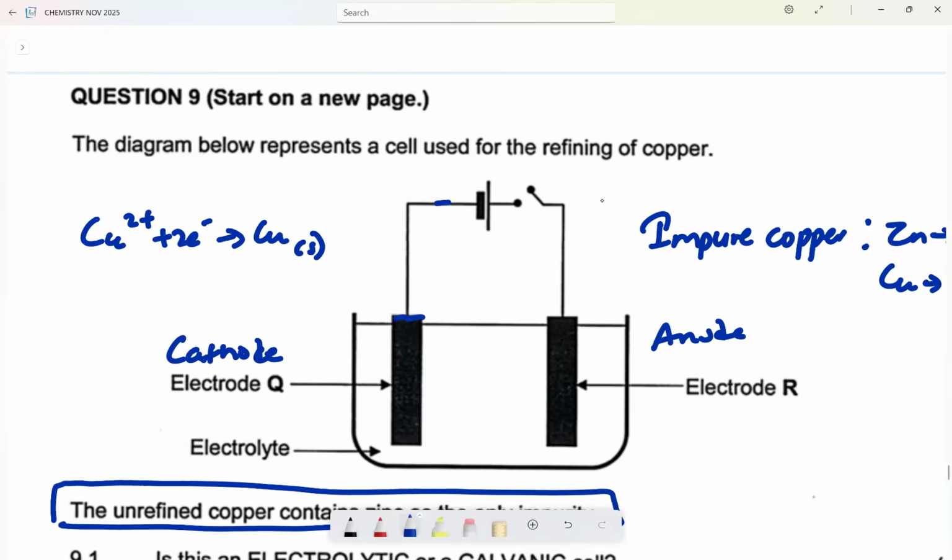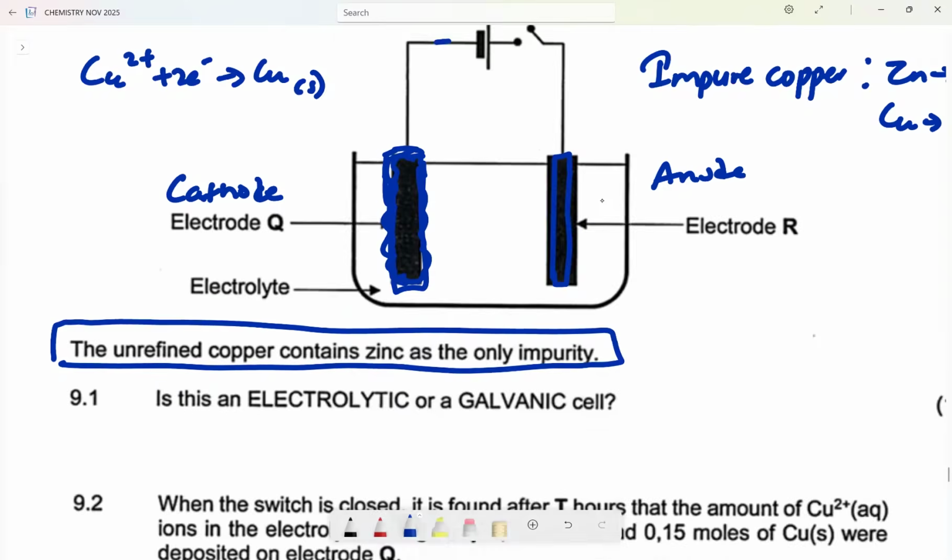Copper deposits here. We will have copper deposits here. So it means the mass of electrode Q will increase, whereas the mass of electrode R will do what? It will decrease. Okay, this one will increase, this one will decrease. So now let's check exactly what happens.